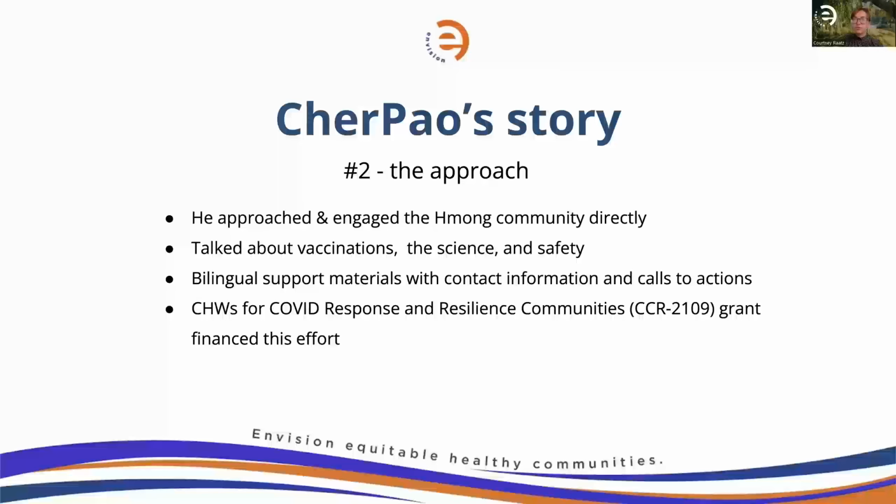The approach. He approached the Hmong community members and began to meet them where they were rather than waiting for them to come or find him. He went to places where the Hmong community members congregated, their churches, social events, grocery stores. He engaged them directly and left them with support materials, including flyers and his business card. He talked to them about vaccinations and educated the community members about the science and safety of the vaccines. He left support materials in their native language with contact information and calls to action on them.